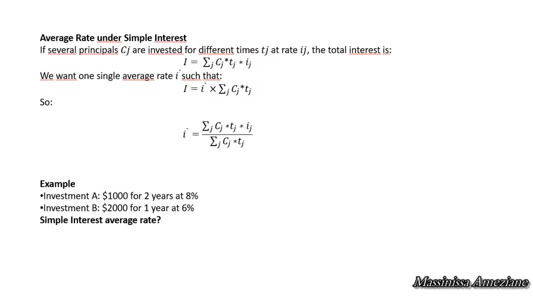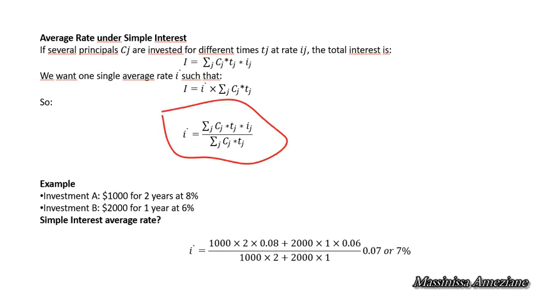So imagine you have two different investments. One is $1,000 for 2 years at 8%, and the second one is $2,000 for 1 year at 6%. So how to get the average interest rate for this investment? We have 8%, we have 6%. So how to get the average? We apply our formula here.